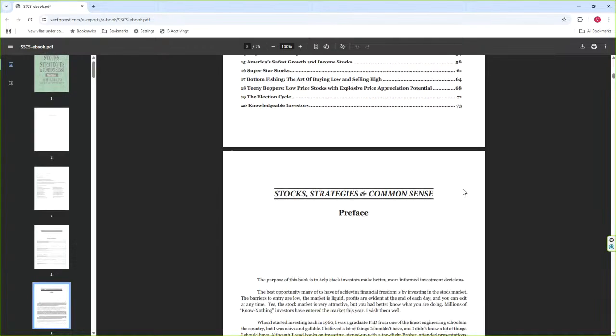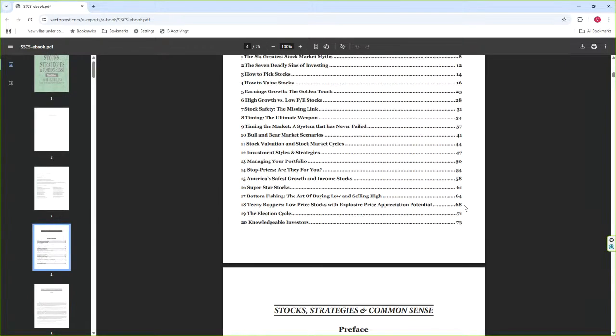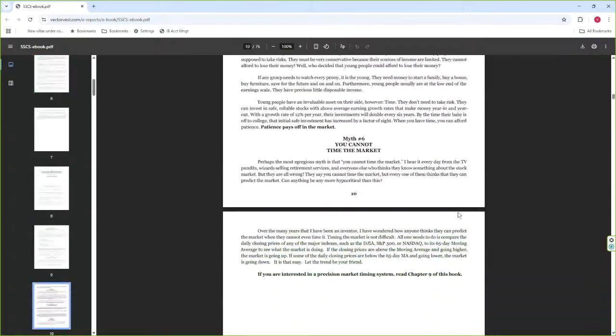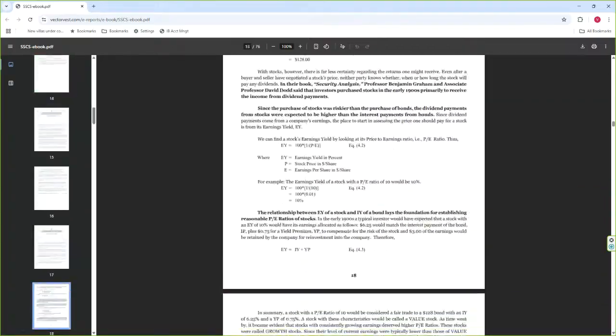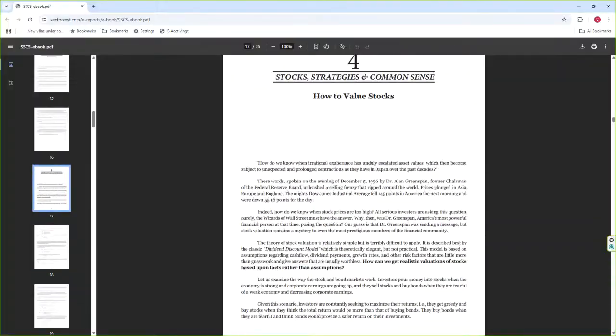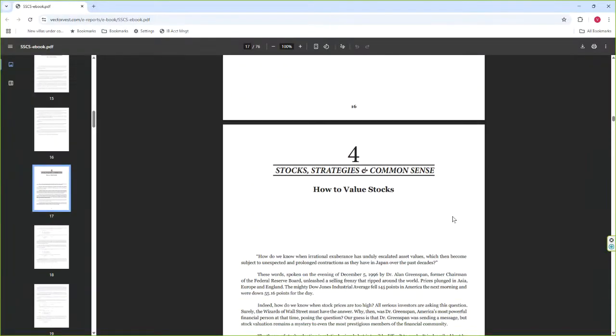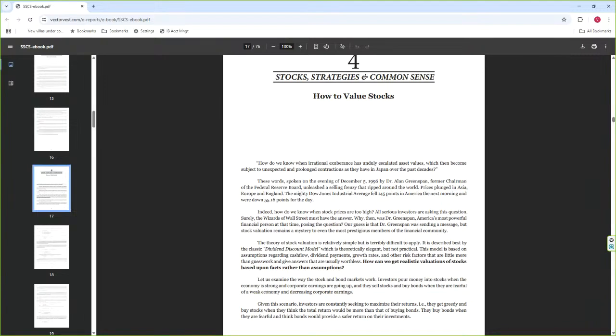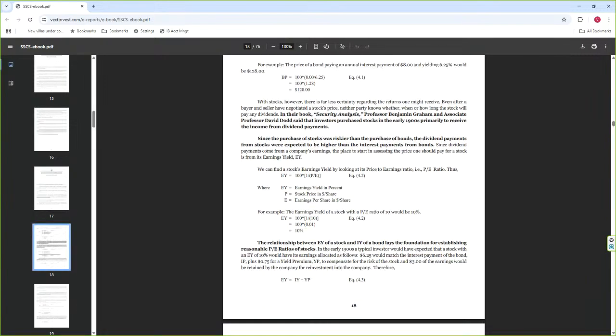And you can see it's only like 70-odd pages for the book. The chapter I want to refer you to here is number 4, how to value stocks, beginning on page 16. If I scroll down to page 16, here we go. So, how to value your stocks. Anyway, I'll cut to the chase and move on just a little bit more.